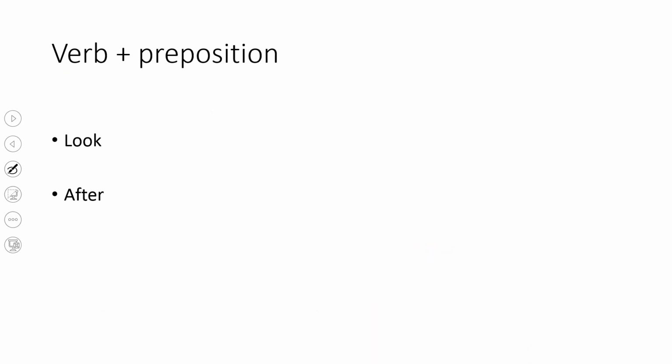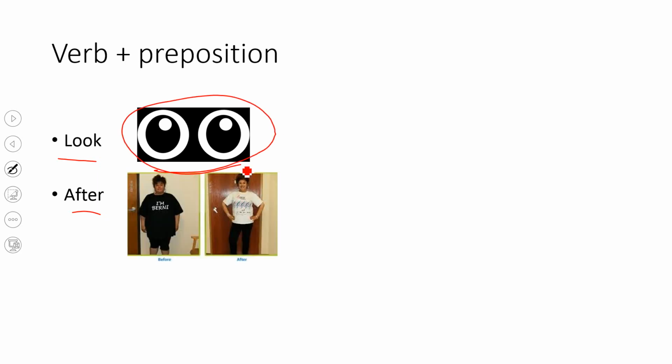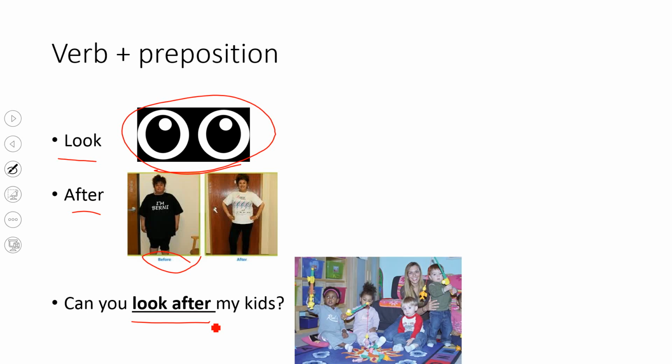Here's another example, look and after. We know what look means, do some work with the eyes. We know what after means, it's the opposite of before. So if someone says, can you look after my kids? What does that mean? Look after, in this situation, means to babysit or to watch or to mind the kids.